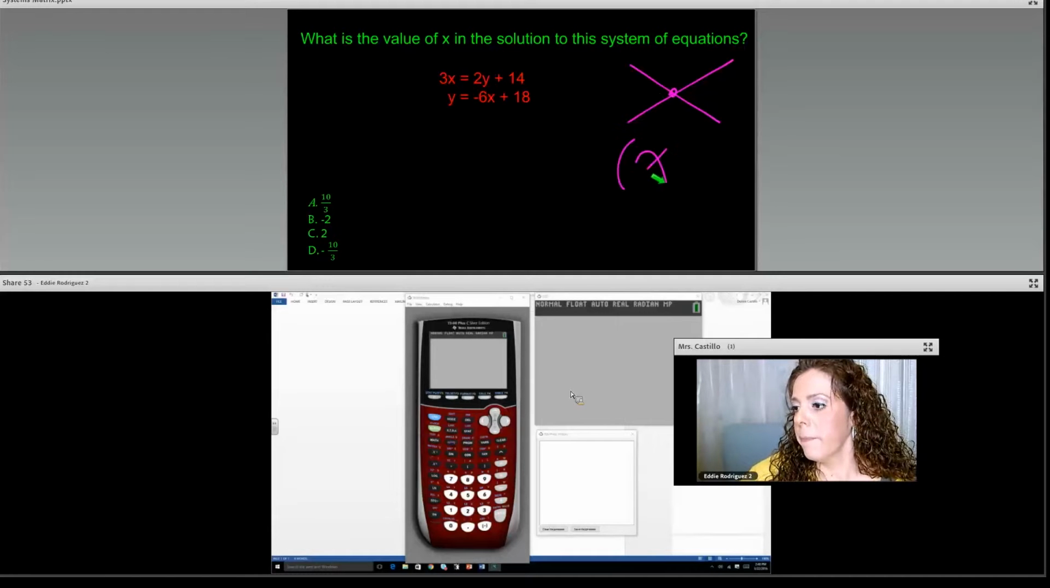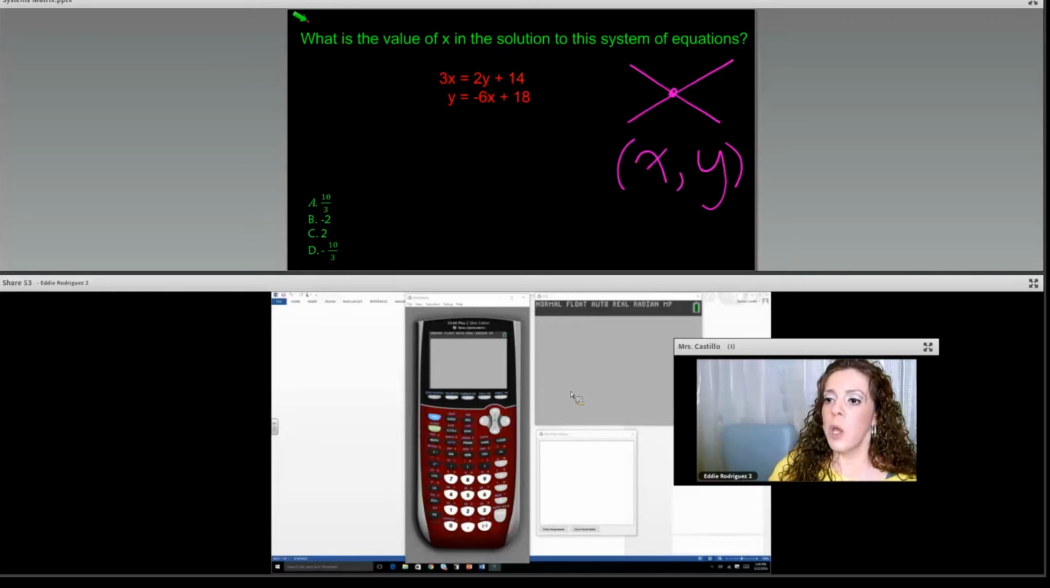So for this problem, it says, what is the value of x in the solution to the system of equations? Now, an easy method for finding the solution to a system of equations is using the matrix in the calculator. In order to use the matrix, both of our equations will need to be in our standard form. Our standard form of a linear function is ax plus by equals c.